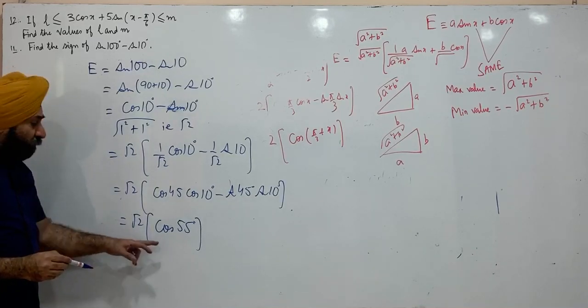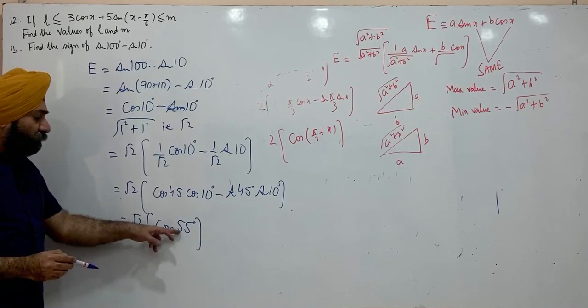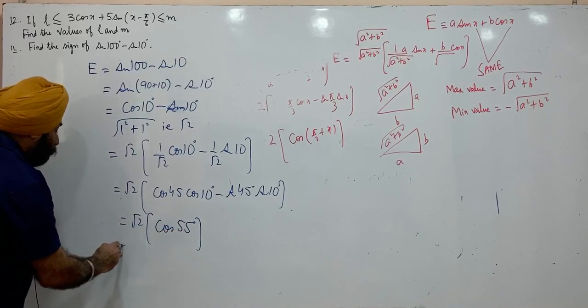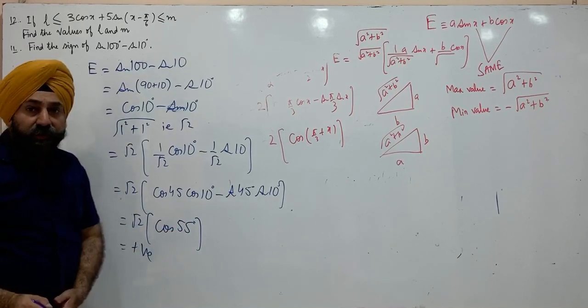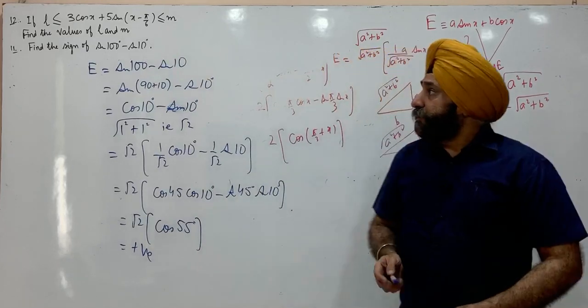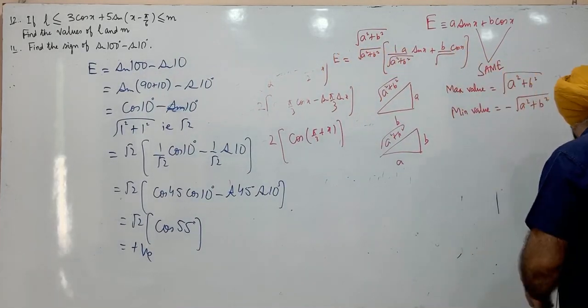Root 2 is positive. This is an angle in the first quadrant. Cos of 55 is also positive. So this expression has a positive sign. The sign of the expression is positive.